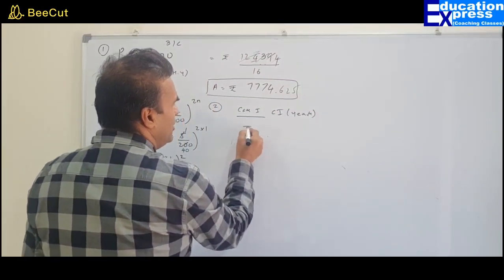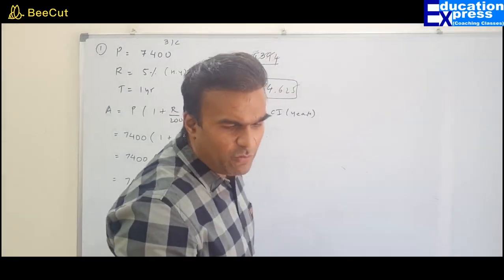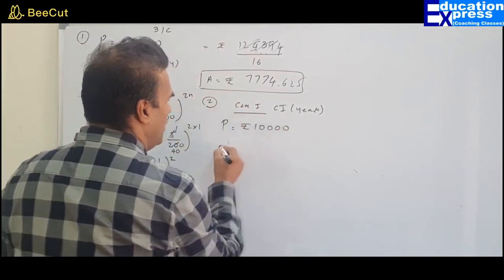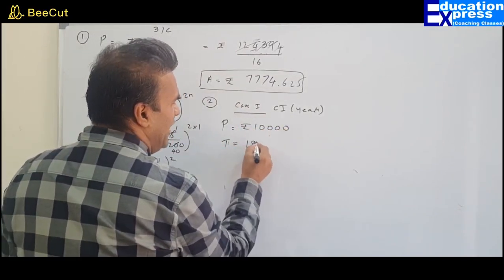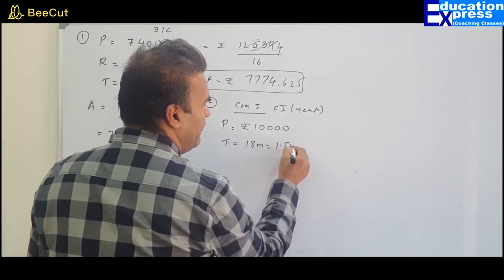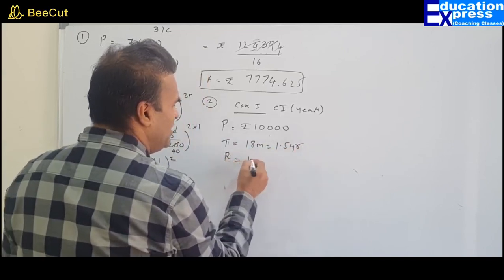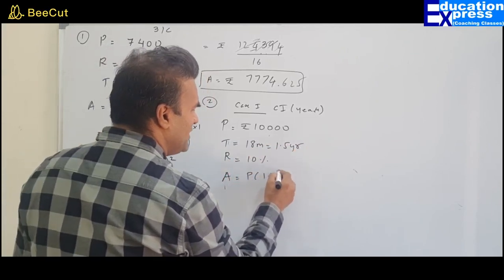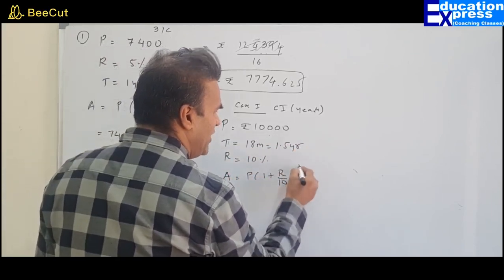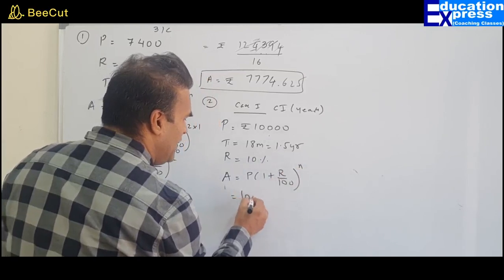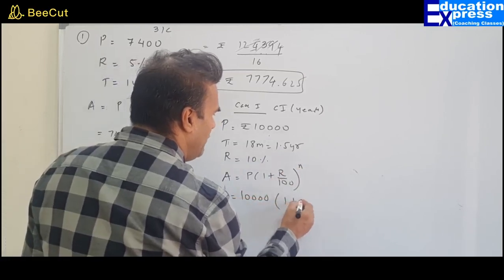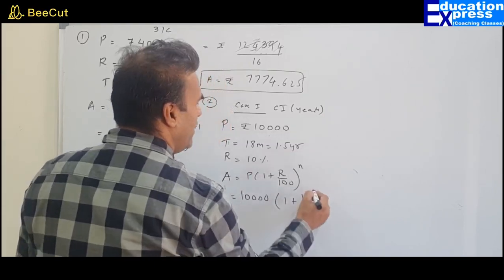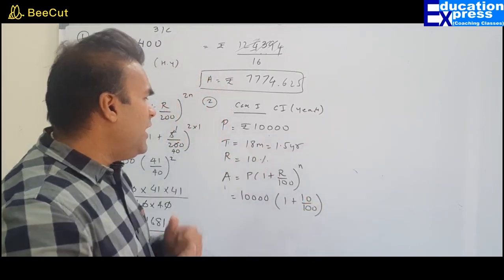On how much? Sir, the principal is given to us, rupees 10,000. What about the time duration? Sir, 18 months, which is equal to 1.5 years. Sir, rate is 10%. Can you use the amount formula P(1 + R/100)^n? How much is P? 10,000. 1 plus R, 10 upon 100, raised to n. Sir, n is 1.5 year.